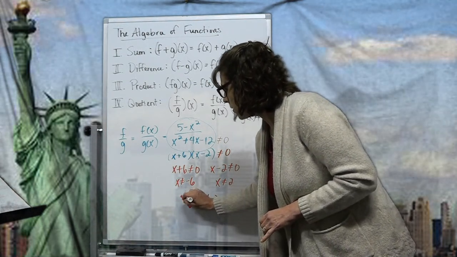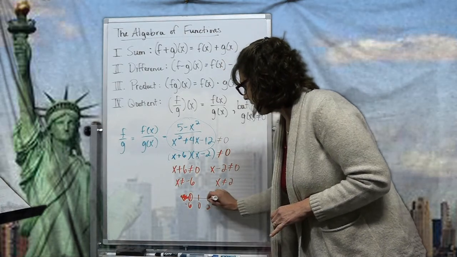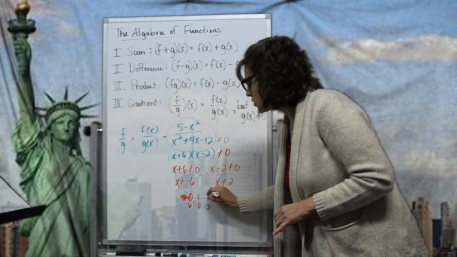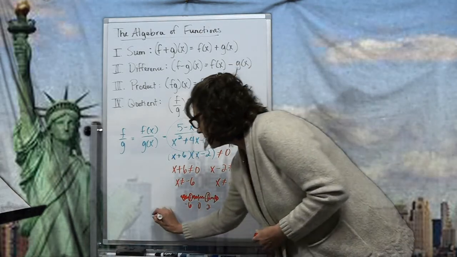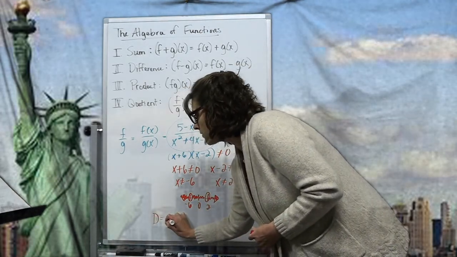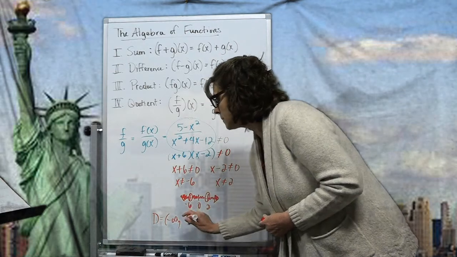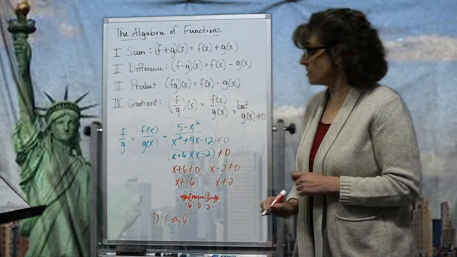Everything back here is okay, just not that. Everything up here is okay, just not this. And everything in between is okay. So that means that my domain is going to be everything from negative infinity up to the 6. Remember, the 6 is not included.